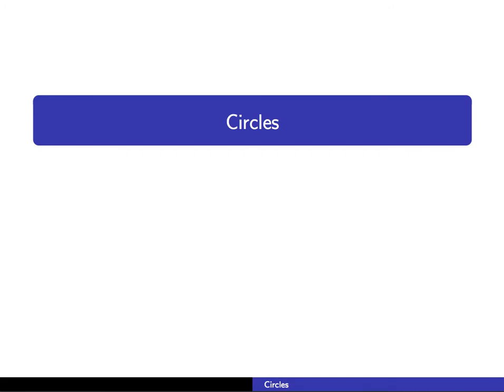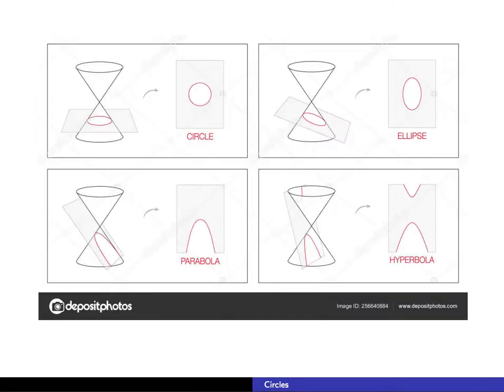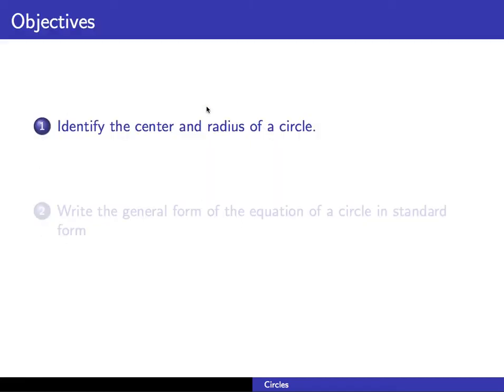In this video, we're going to introduce circles. A circle is a conic section in which we cut the cone parallel to its base. So here we have the bottom cone being sliced where the plane that's doing the slicing is parallel to the base of the cone. And what we'll get from that is a circle.